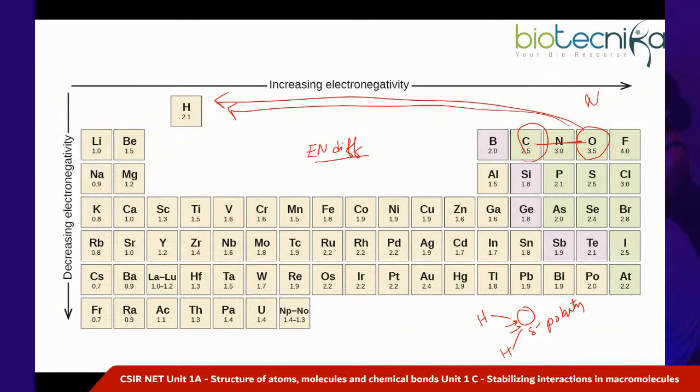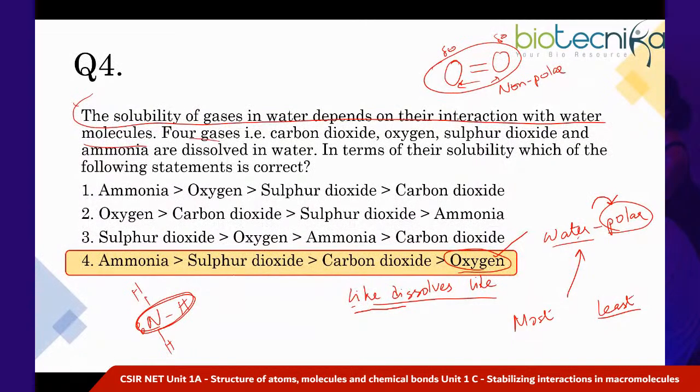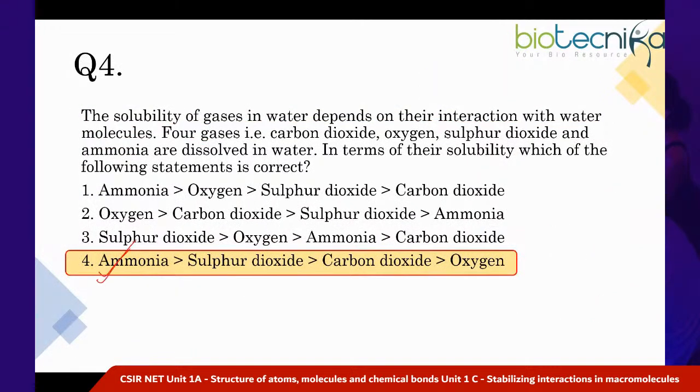If you take NO, there is hardly any difference. This is almost equal, so NO2 will be less polar. Got it? So CO2 will be more soluble than NO2, if you at least have those. Now let's see the question you have. Now you understood why ammonia will be highest and why oxygen will be lowest.